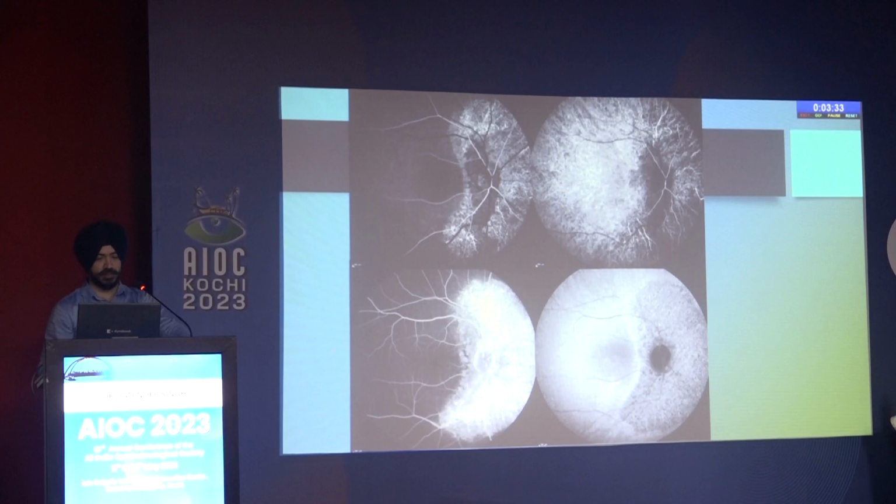Lesions like azure, you can see the trilaminar flow on the FFA, and it is much better differentiated or seen on the ICGA. The ICGA represents a larger area, and it actually identifies the entire lesion as compared to a fluorescein angiogram, which is affected because of the leakage.